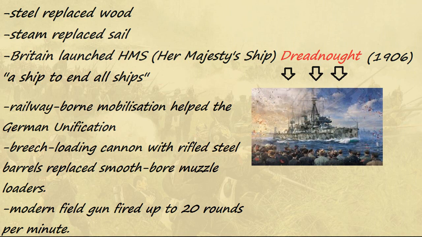Then we have steam replaced sail. Sail is what governs the ship, and steam is the new engine of that time. It was also a result of the Industrial Revolution. And there was something very important at that time: Britain launched the HMS Dreadnought. It's a battleship. It was launched in 1906 with turbine engines. It's very huge and very strong as well. It was a ship to end all ships, because the navy at that time was very important as well.